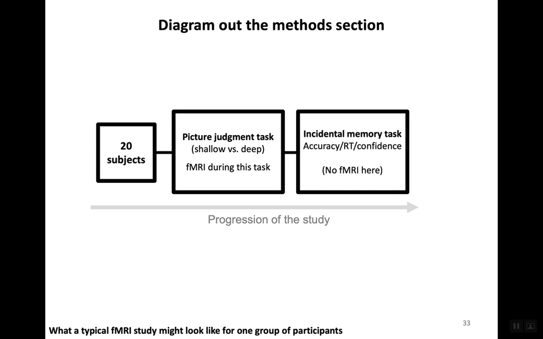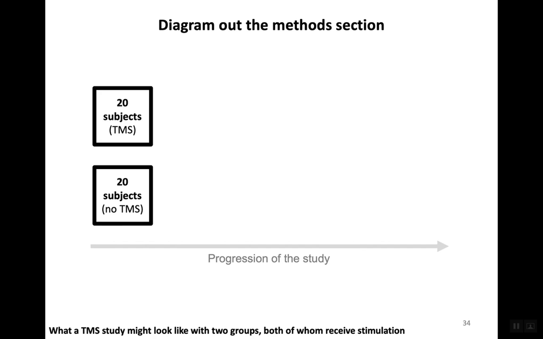Okay, so now let's say that we're dealing with an even more complex study, this time with two different groups of participants. And let's say that we're looking at the impact that TMS-based disruption of neural processing might have at the level of a given cortical region. So let's say that we have 20 subjects who are intended to be placed within the TMS condition, and 20 control subjects who will not be administered TMS.